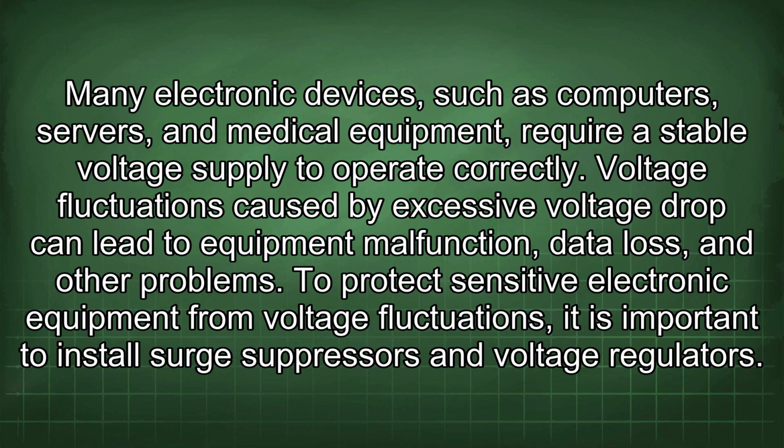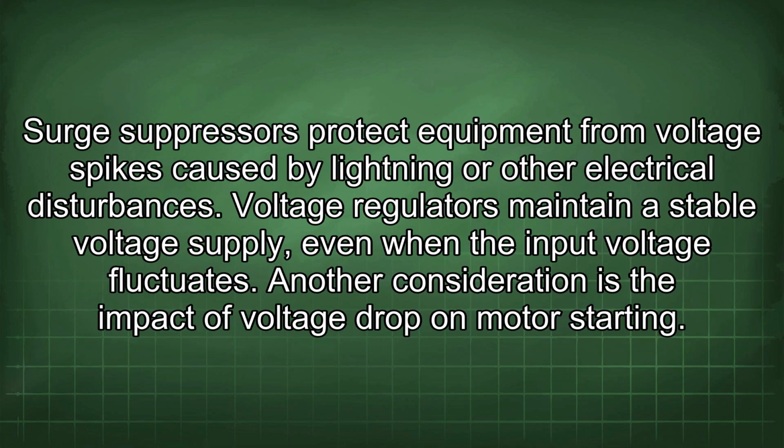To protect sensitive electronic equipment from voltage fluctuations, it is important to install surge suppressors and voltage regulators. Surge suppressors protect equipment from voltage spikes caused by lightning or other electrical disturbances. Voltage regulators maintain a stable voltage supply even when the input voltage fluctuates.